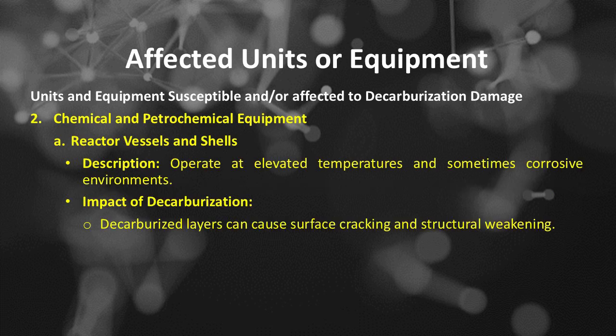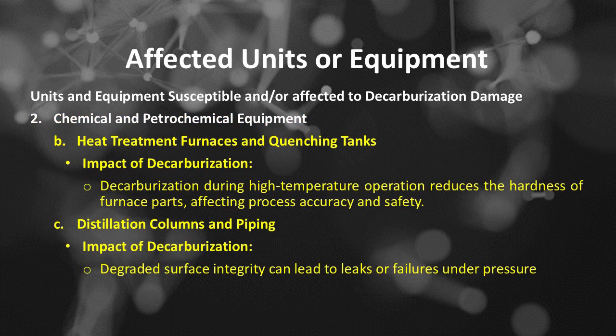Number 2 of units and equipment susceptible and/or affected to decarburization damage is chemical and petrochemical equipment. Number A, reactor vessels and shells. Description: operate at elevated temperatures and sometimes corrosive environments. Impact of decarburization: decarburized layers can cause surface cracking and structural weakening. Number C, of the chemical and petrochemical equipment is heat treatment furnaces and quenching tanks. Impact of decarburization: decarburization during high-temperature operation reduces the hardness of furnace parts, affecting process accuracy and safety.